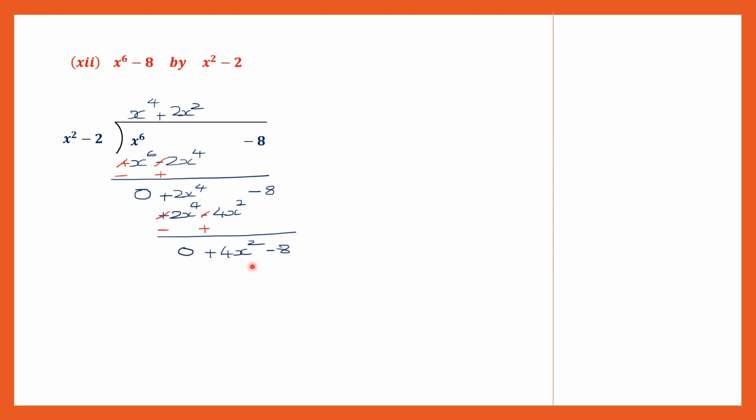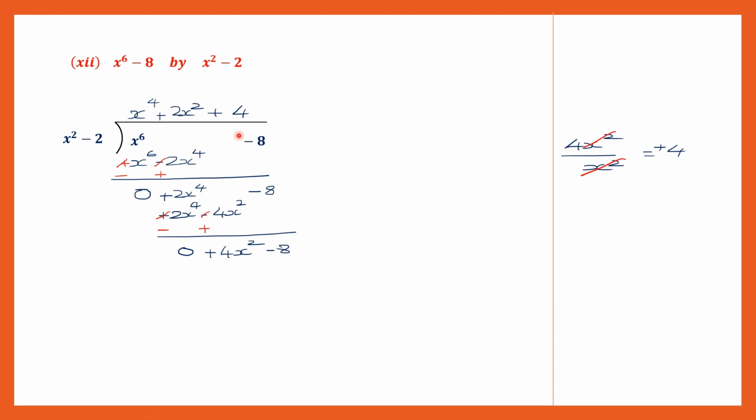Again, take the first term of the dividend divided by the first term of the divisor. So that is 4x square divided by x square. So the number is 4. x square and x square will get cancelled. So we only have 4 and that is plus 4. So that now plus 4 we can write it here in the quotient. So let's write plus 4 here. So this becomes plus 4.